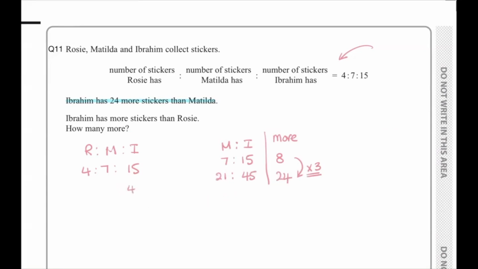So we've got 45, 21. We can work out Rosie's because she will also be timesing by 3, which will give us 12. We've got to work out how many more stickers Ibrahim has compared to Rosie. So the next bit of maths just uses these two values here, and I just want to work out the difference. So it's 45, take away 12. 5 take 2 is 3, 4 take 1 is 3. So the answer is 33 on the dotted line.